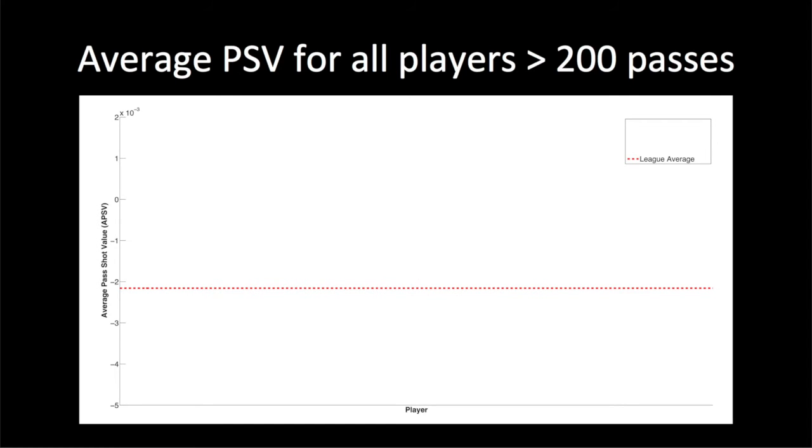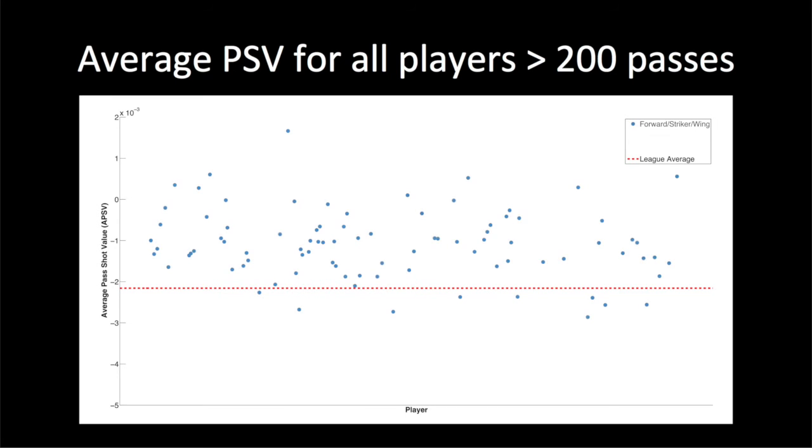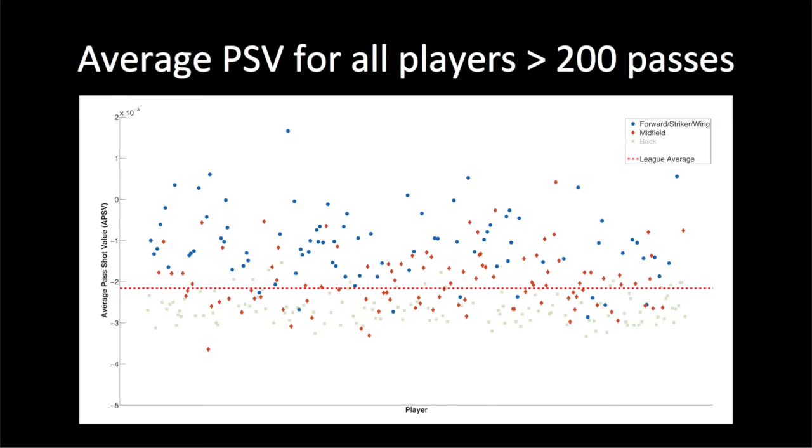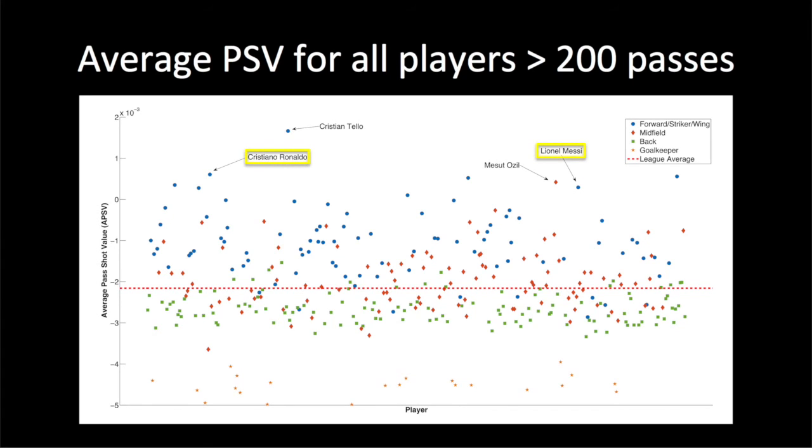Unsurprisingly, given the average pass shot value's offensive nature, players are naturally separated by position. However, within each position, we see well-known offensive players, such as Ronaldo and Messi, rise to the top by average pass shot value. Additionally, average pass shot value identifies midfielders and other non-forwards that are key offensive players, such as Mesut Ozil.